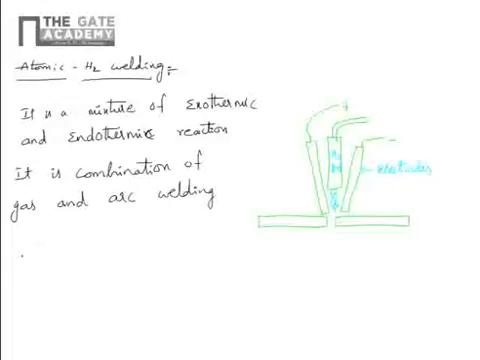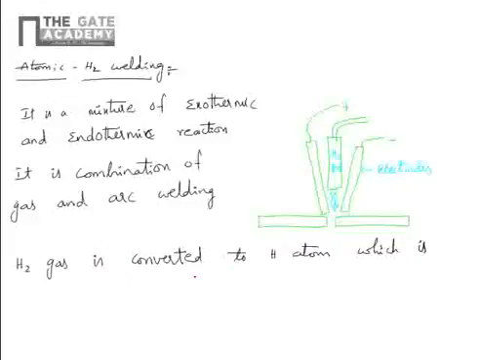See here, first you need to send the gas, hydrogen gas, from the hydrogen cylinder. So that hydrogen gas is converted to hydrogen atom, which is an endothermic reaction. So you need energy for that. So to input energy, we use arc welding. With the help of electrodes, the heat is generated. With that heat, the hydrogen molecule is converted into hydrogen atom.